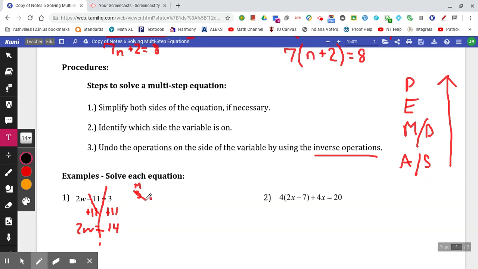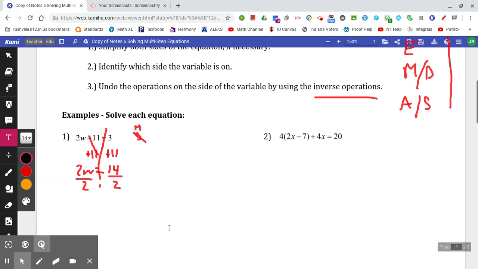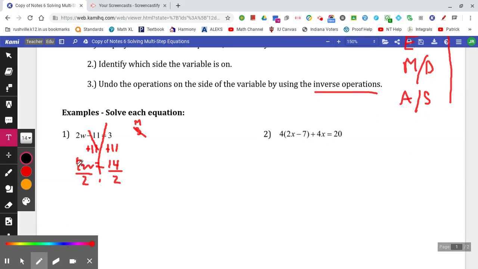So I got rid of my subtraction, and now I get rid of the multiplication. So 2 times w, the opposite of times is divide, so I'm going to divide both sides by 2, and the 2 divided by 2 cancels out. That will leave me with w equals 14 divided by 2 is 7. All right, so we can double check our work. If I take 2 times 7, that's going to give me 14. 14 minus 11 is 3, so that is correct.